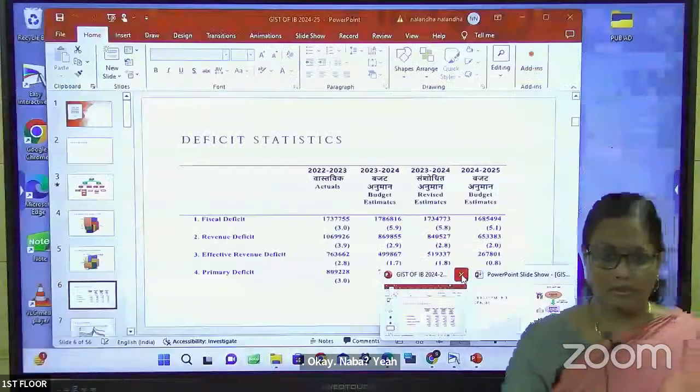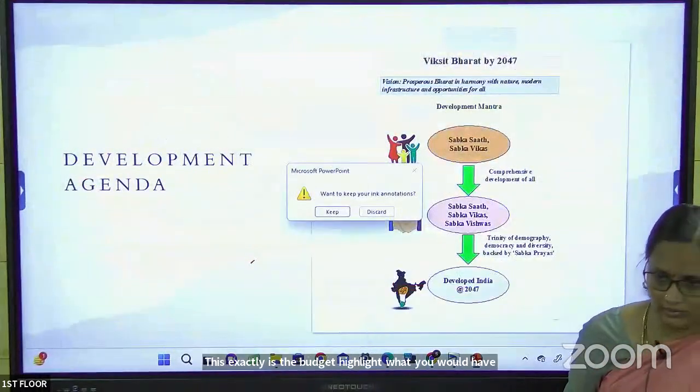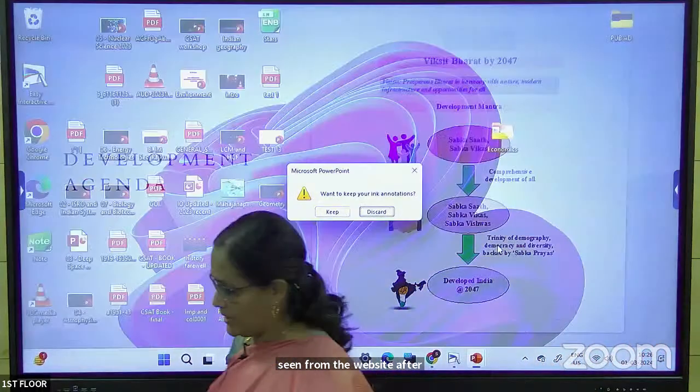This exactly is the budget highlights what you would have seen from the websites after the presentation of budget.